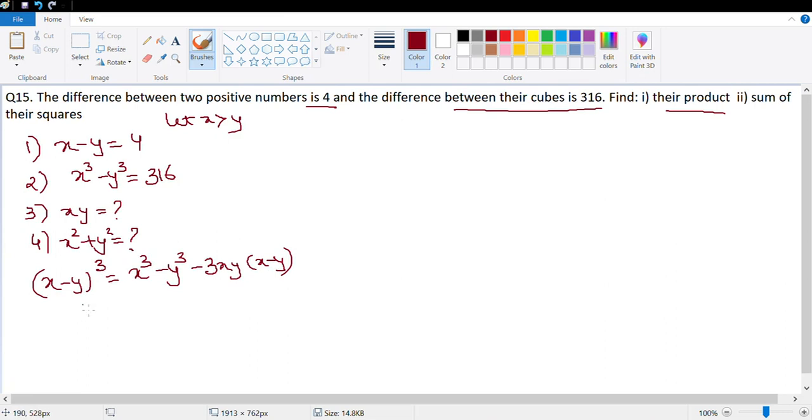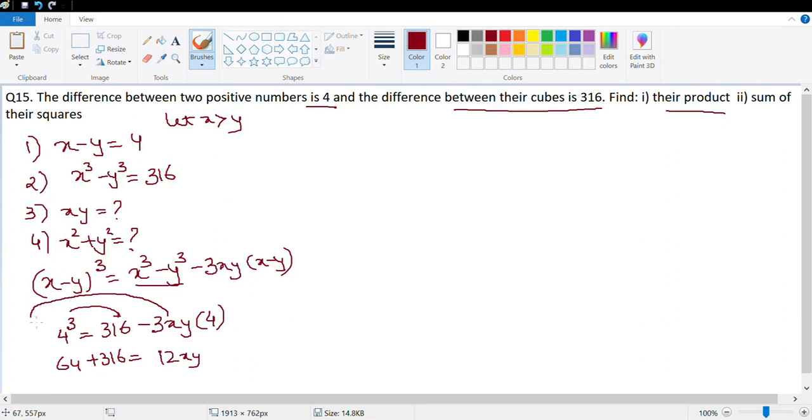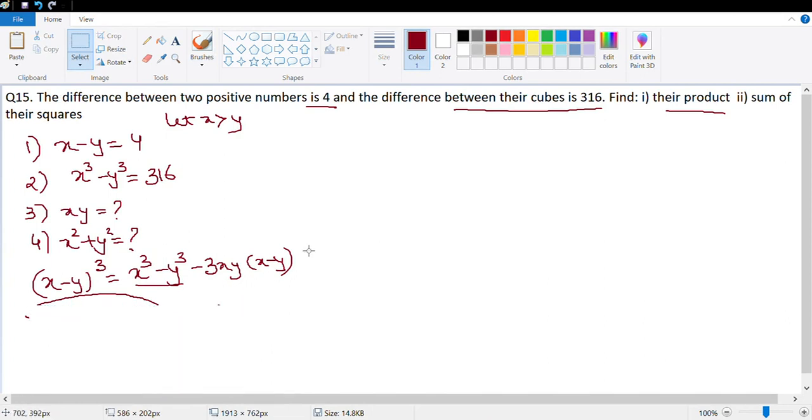Let's substitute values. x minus y is 4, so 4 cube, and x cube minus y cube is given as 316 minus 3xy, and x minus y is 4. 4 cube, that's 64. Okay, and I'll take this on the other side. So 64 plus 316 would be equal to 12xy. So I've got 3xy, or negative 3xy into 4 on this side and 4 cube on this side. So this became, no, I've done this wrong. I'm making way too many mistakes in this question. Oh, okay, let's do this again.